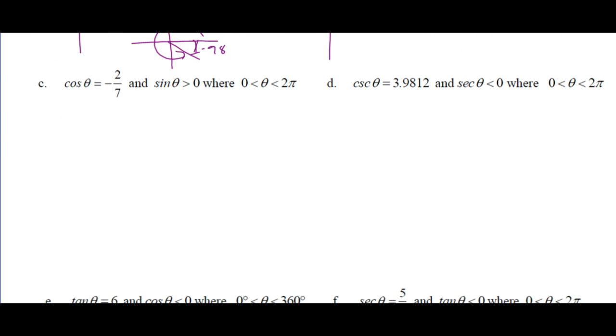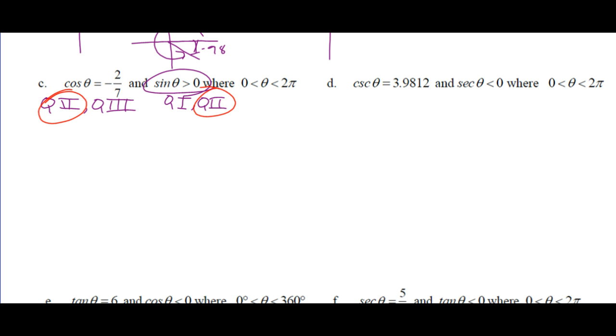Okay, cos theta is negative 2/7. Which quadrant? 2 or 3. And sine theta is greater than 0. Which quadrant? Quadrant 1 or 2. So which quadrant are we in? Where do both happen? Okay, so there's your clue, right?